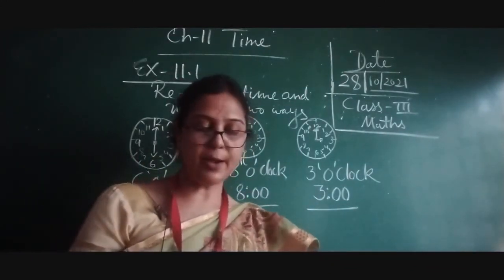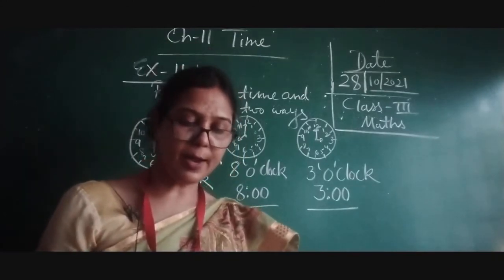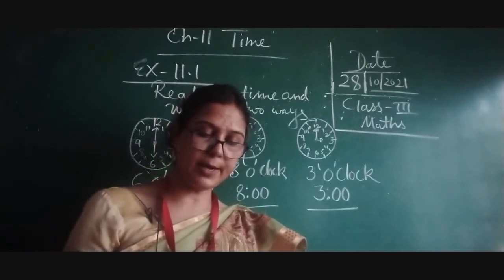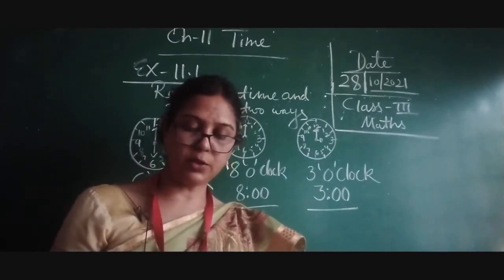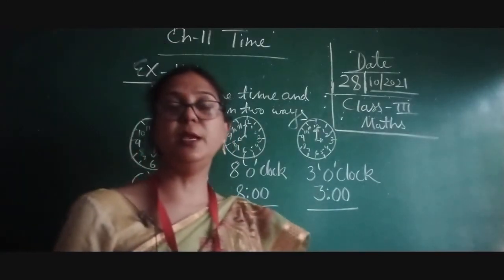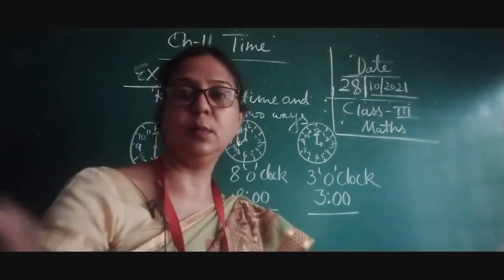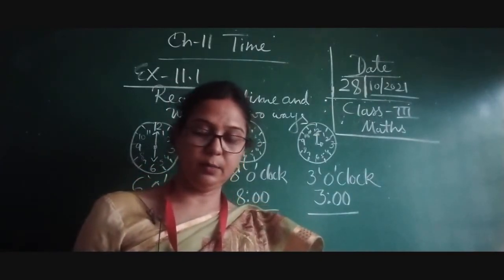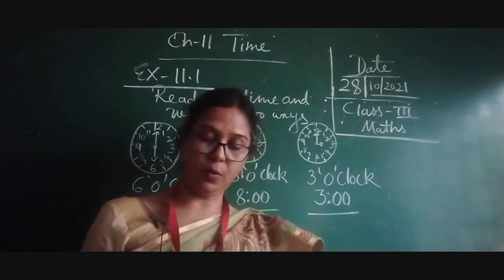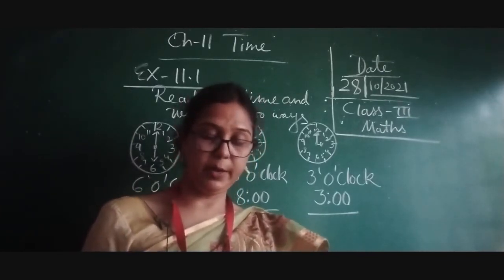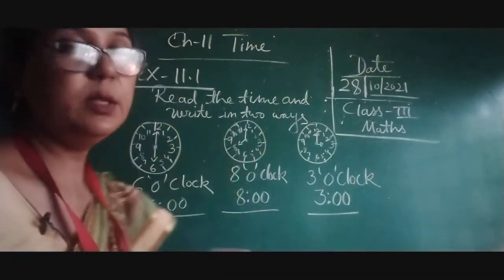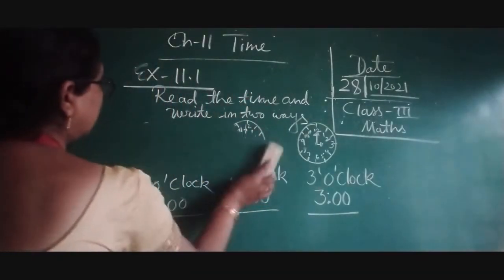Now children, the next question is, the hour hand or the minute hand of each clock has fallen off. Draw the correct hand on the clock face to show the time. Now here, children, you can see this second exercise is based on that: the hands have fallen off and we have to draw the hand. The time is given over here and now we will do the second exercise.